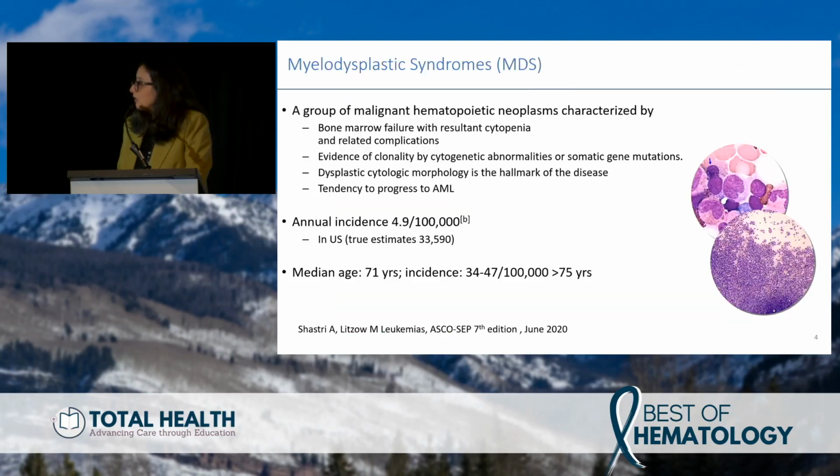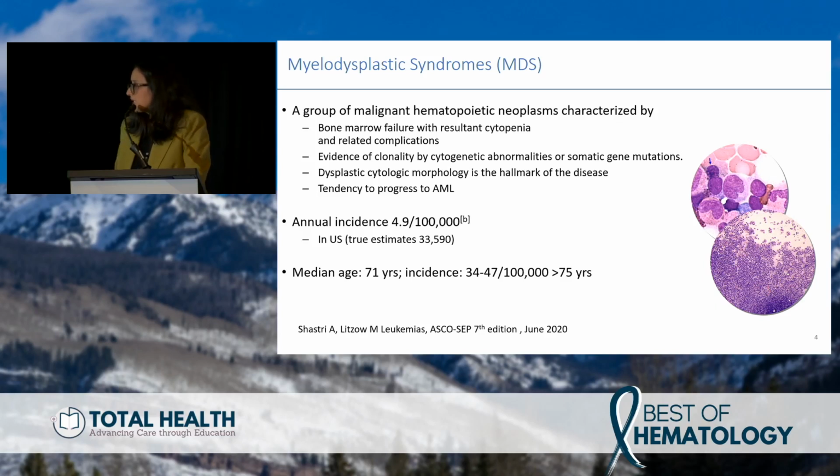So I'm going to go over a little bit of an overview of how we think about treating MDS right now, along with significant updates in the last 2 years. As we know, this is a hematopoietic neoplasm considered in the realm of bone marrow failure with cytopenias that we can see by the clonality that it shows in terms of cytogenetic abnormalities and somatic gene mutations. The dysplastic morphology is the hallmark of the disease, and 30% of patients will progress to AML.